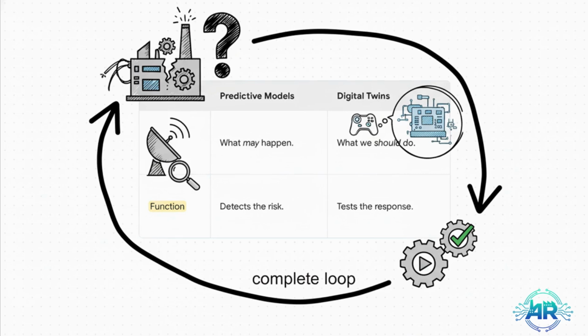Okay, so here's how they fit together. A predictive model, that's your early warning system. It tells you a machine may fail soon. It detects the risk. The digital twin? That's your virtual sandbox. It lets you test the best way to respond to that warning. So together, they create this perfect loop: detect a potential problem, then safely simulate the best solution.